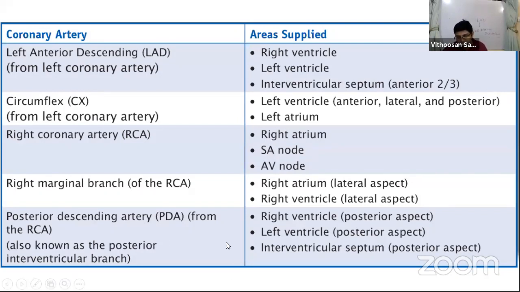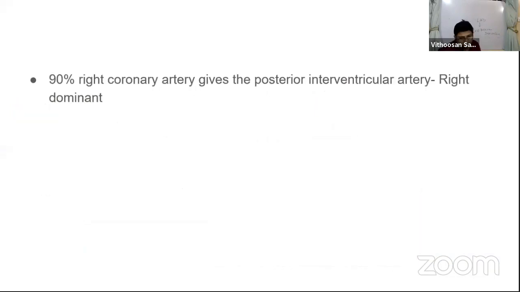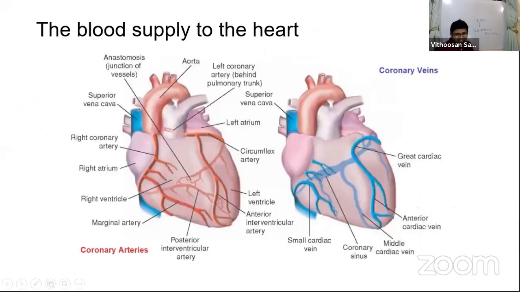This posterior interventricular artery is supplying the posterior surface. There is the right ventricle, left ventricle, and the interventricular septum, right? So basically, guys, one important point: these arteries are there, and it looks like there are small anastomoses here, like if you look at the picture.